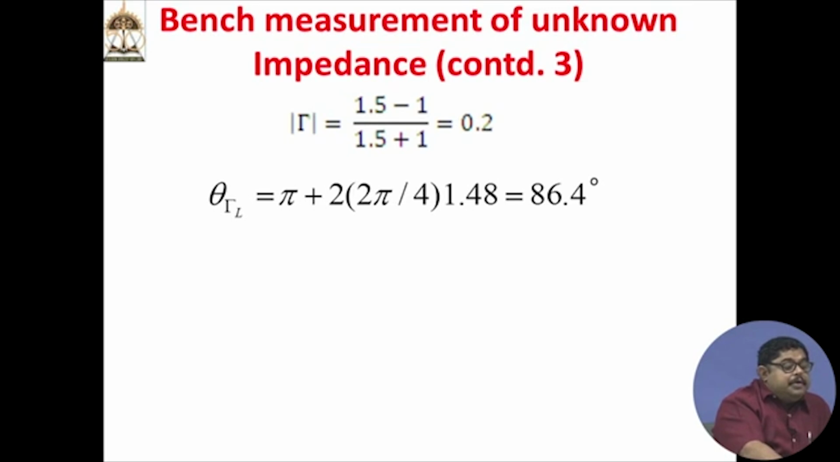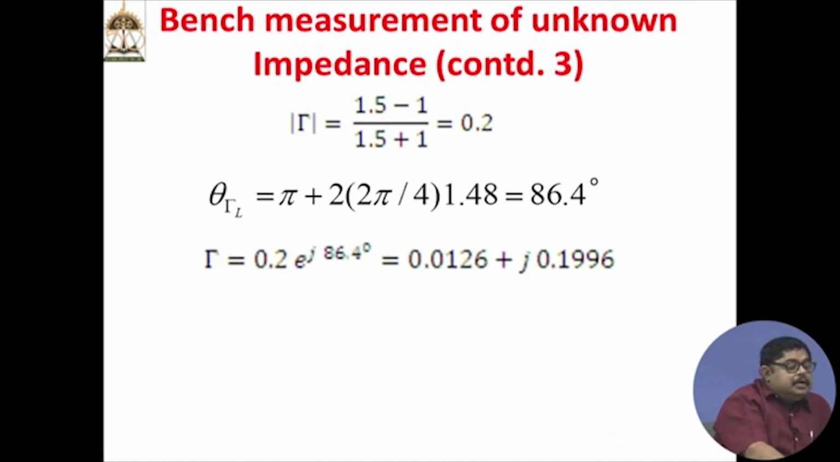Then theta you can find out, because beta means 2 pi by lambda. We have given the frequency, from that you can find lambda, and we have seen that the shift is 1.48 centimeter. So, angle wise it will come as 86.4 degree. Then gamma will be gamma magnitude into e to the power j 86.4 degree. If you convert to rectangular form, it will be like this. So, you have got gamma.